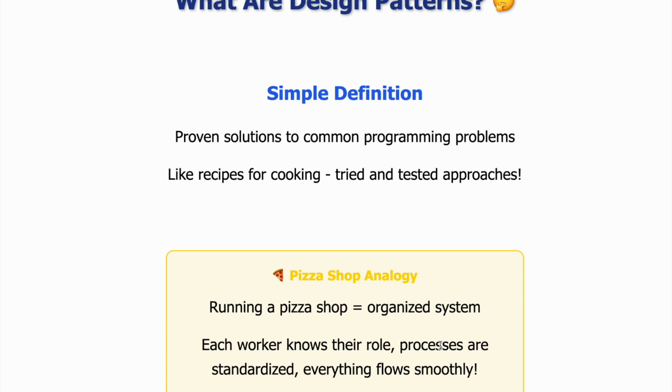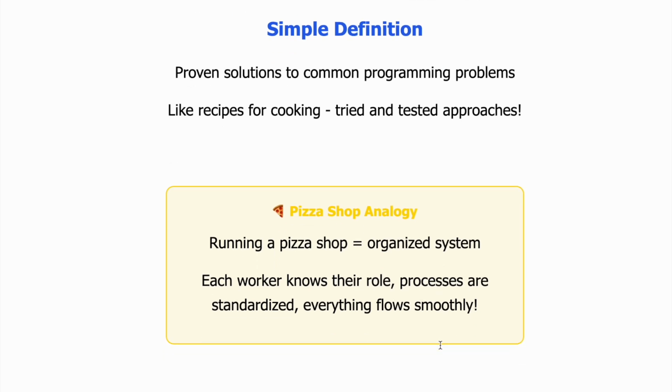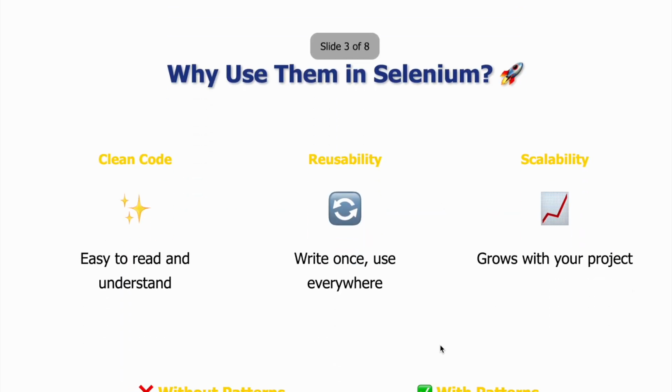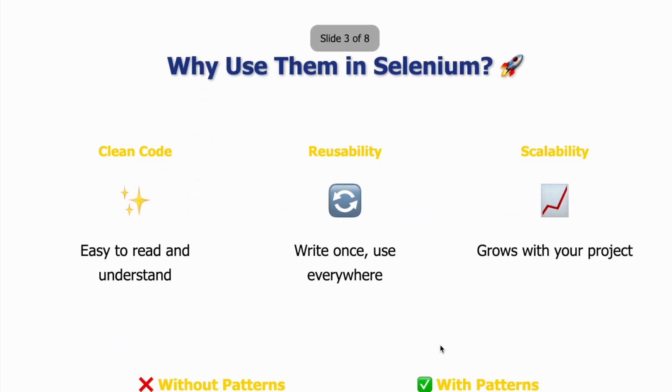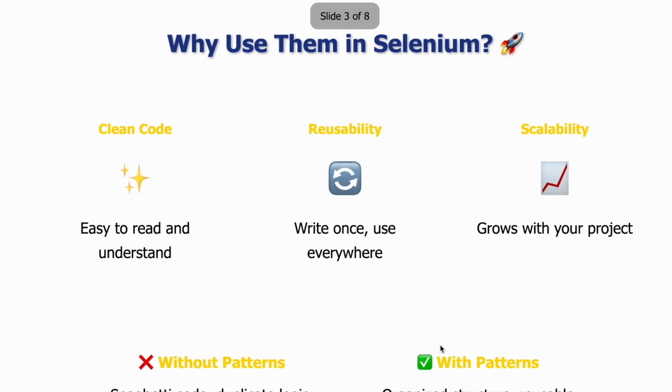Similarly, in test automation, especially when using Selenium with Java, we follow design patterns to keep our code clean, organized, and reusable. Without design patterns, your automation framework can honestly become messy, repetitive, and hard to maintain as your application grows. Let's go over the three most commonly used design patterns in Selenium: the page object model, the factory pattern, and the singleton pattern. We will start with the page object model or POM.